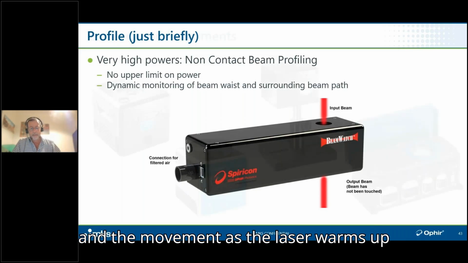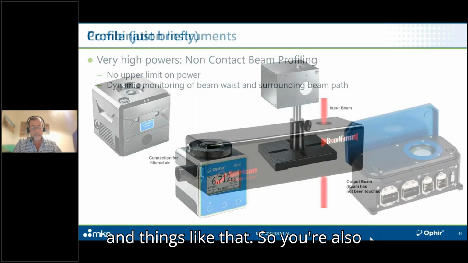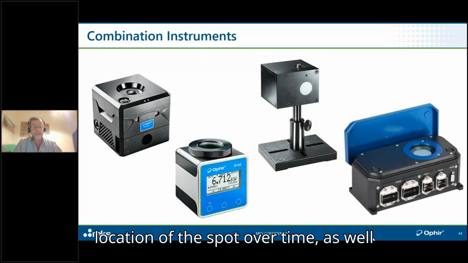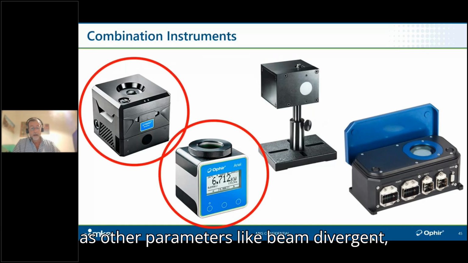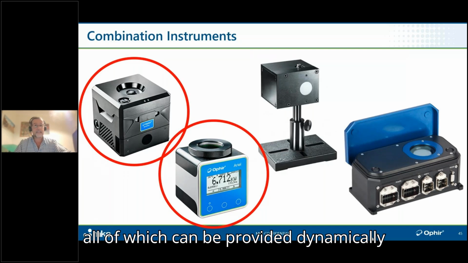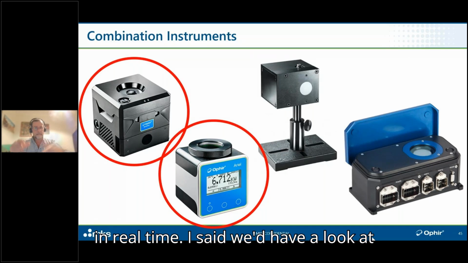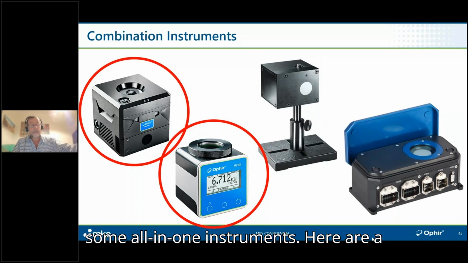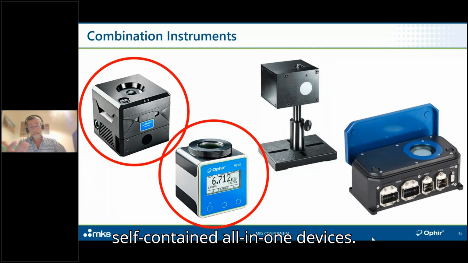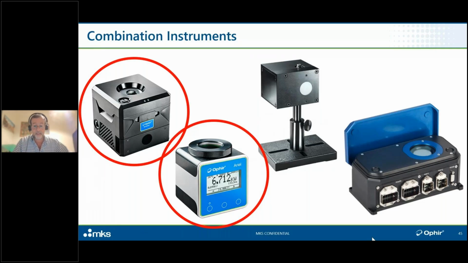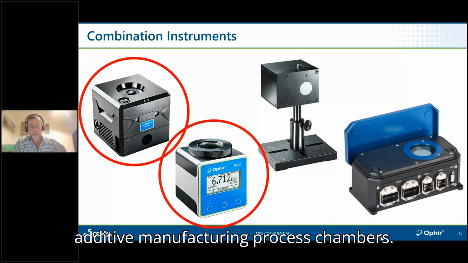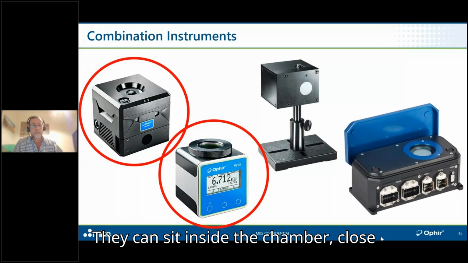I said we'd have a look at some all-in-one instruments. Here are a few examples of multifunctional instruments. Three out of the four are self-contained all-in-one devices. These two are mainly optimized for use in additive manufacturing process chambers. They can sit inside the chamber, close the door, and communicate via Bluetooth, or other options, with an instrument outside. If it's Bluetooth, then with your Android device, for example, or iOS or whatever. The top one is actually a combination beam profiler and power meter. The bottom one is a power meter.